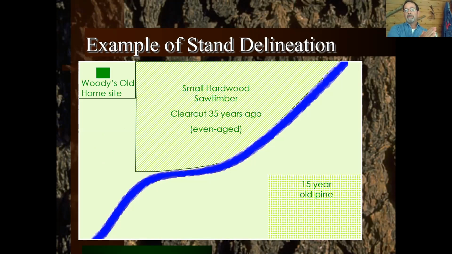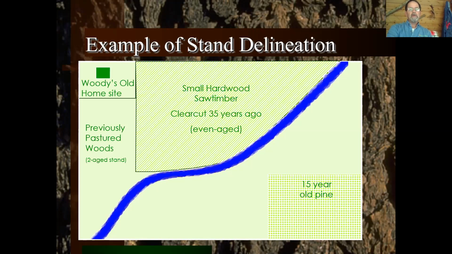It was ripe for picking, and so he clear cut it, and it's grown back to a beautiful young small saw log stand of oak and poplar and hickory, and maybe some cherry and beech are in there as well. And so that stand is ready for its first commercial thinning.